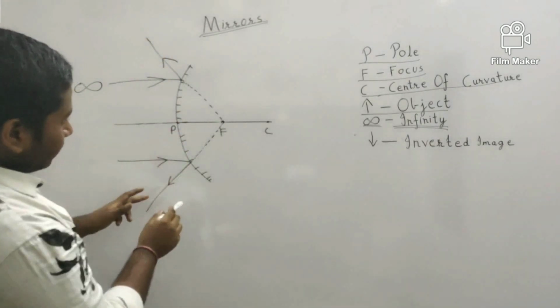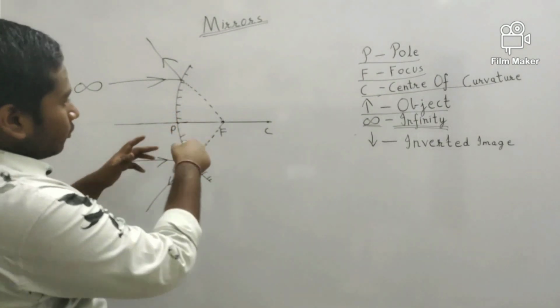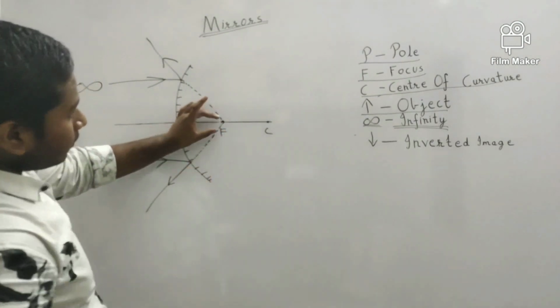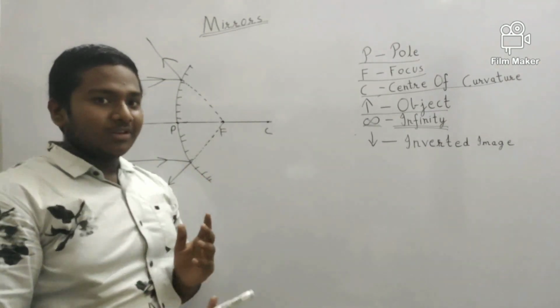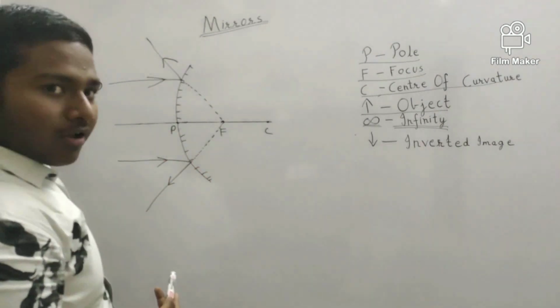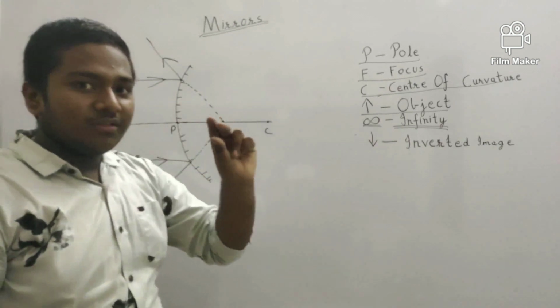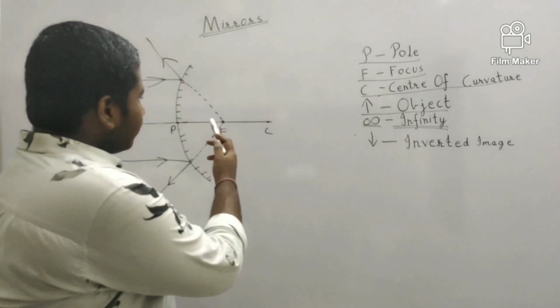So there are two rays. If we produce them backwards, the image is formed at focus, and the image formed at focus is highly diminished, because the object is far away and its image is highly diminished, and we are not able to see it.